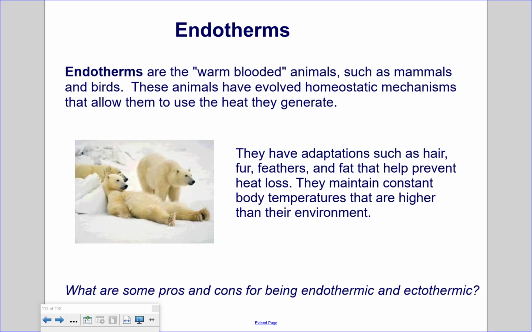Endotherms. Endotherms are the warm-blooded animals, such as mammals and birds. These animals have evolved homeostatic mechanisms that allow them to use the heat they generate. They have adaptations such as hair, fur, feathers, and fat that help prevent heat loss. They maintain constant body temperatures that are higher than their environment. So they could get up early in the morning when it's cold and just immediately go out hunting or run away from a predator.